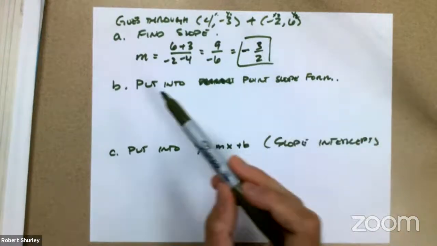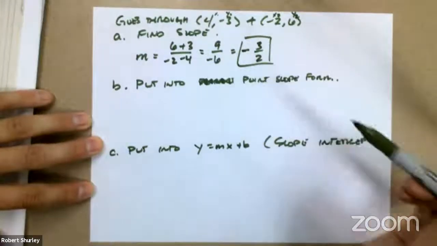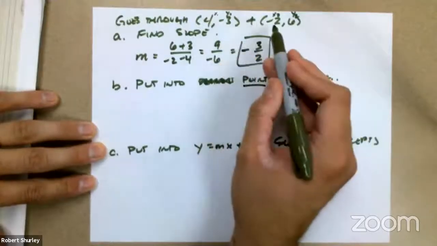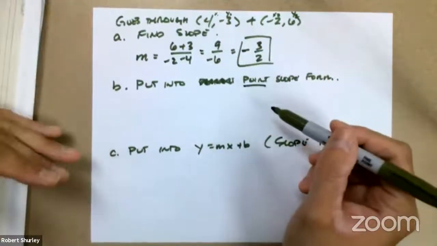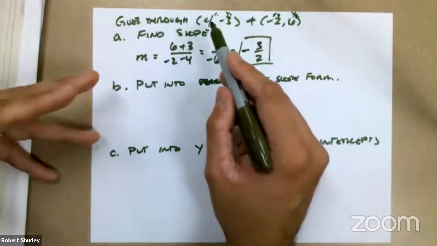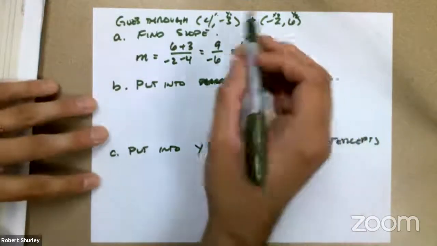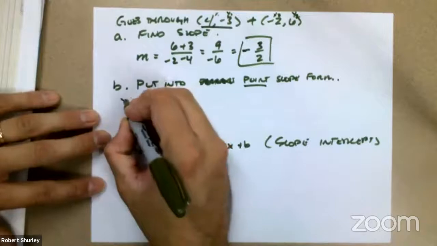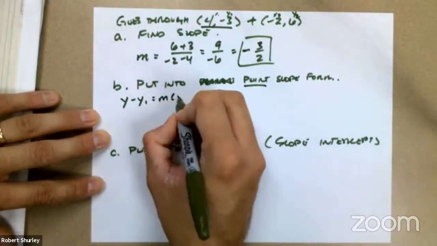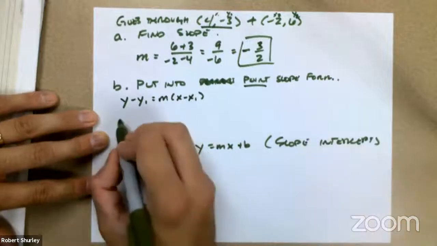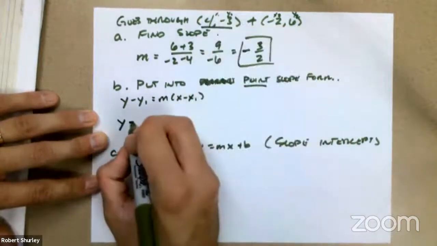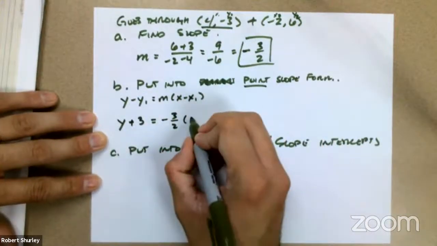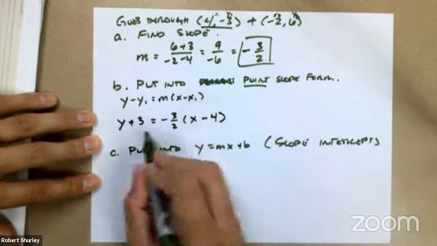Now we want to put into point slope form. So if we've got m equals -3/2. Now look, for point slope form, remember we need a point. It does not matter which one you choose. So really, there's two correct answers for B. There's point slope form with the first coordinate or point slope form with the second coordinate. I'm going to use the first coordinate, okay? And remember, the equation was y minus y1 equals m times x minus x1. So we get y minus, really plus 3, right? y minus -3 equals -3/2 times x minus 4.